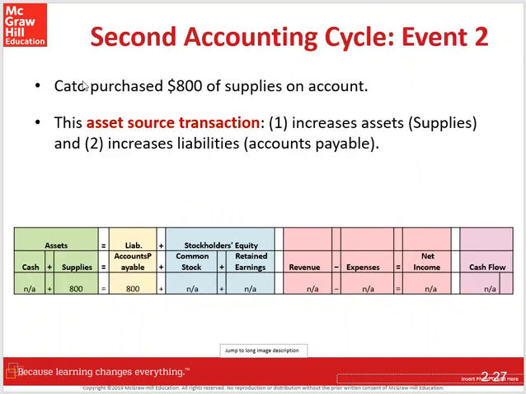So our second transaction, Cato purchased $800 of supplies on account. So what are supplies? Well, supplies are an asset. It's stuff we have, but supplies specifically are an asset that we're going to use up in the process of doing what we're in business to do. There's something that gets used up or consumed in our normal work process.